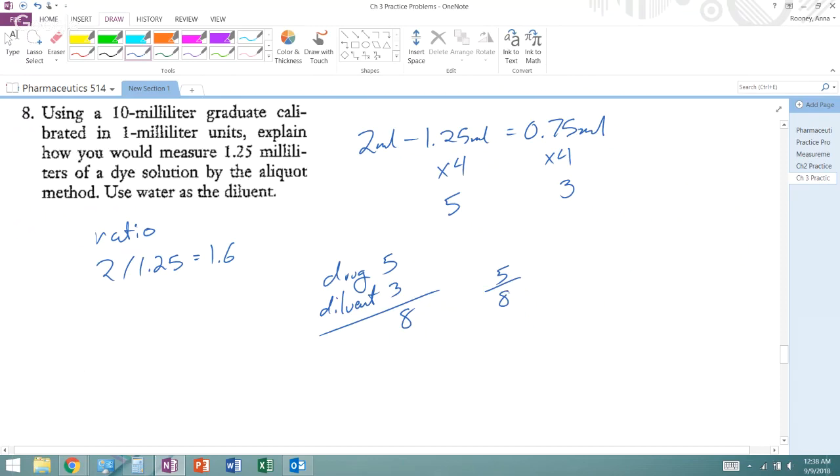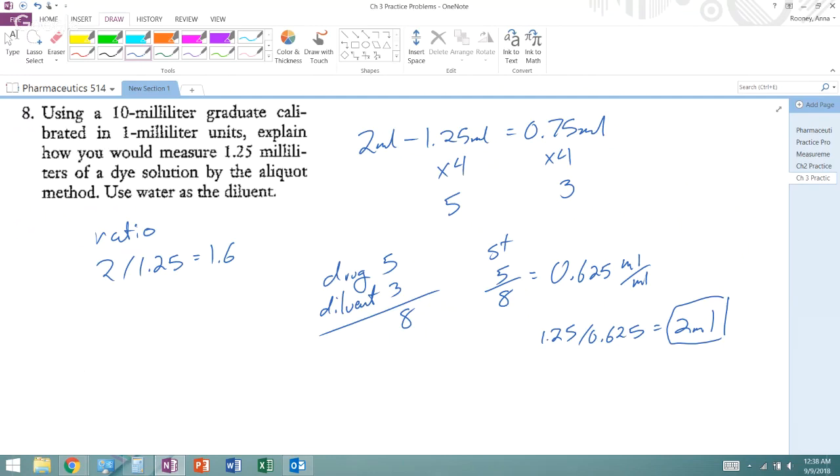5 divided by 8 to find your strength, and that is 0.625 milliliter per milliliter. And then if you multiply that by 2, or you take 1.25 divided by 0.625, you find that you have to weigh out 2 milliliters, which is, I believe, the same in the book. Yes, so it's the same in the book.